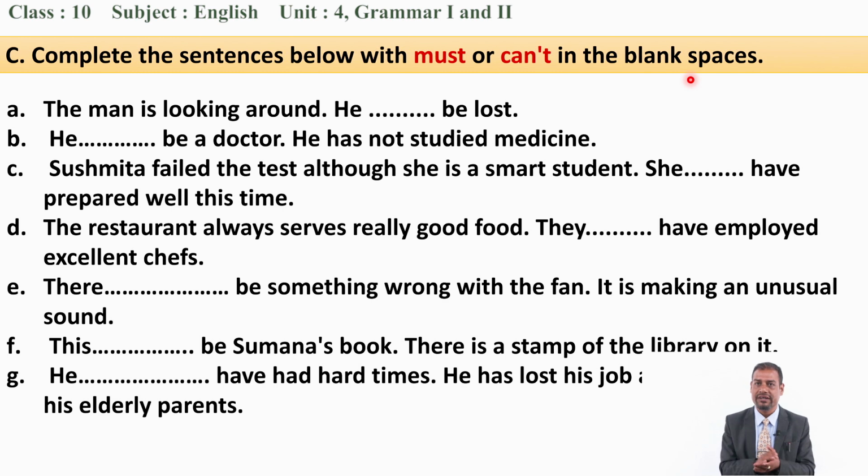Now you have to be careful that if something surely happens, we use must. If something surely does not happen, then we use can't. Okay, so very easy. Let's do it. Now I just like to read the sentences for you, and you just do it quickly.